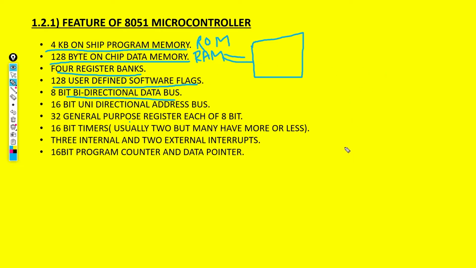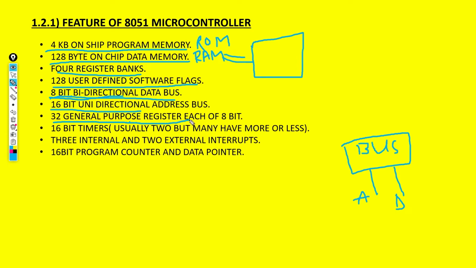As I have told you, the 8051 microcontroller has a bus controller, and the buses are the address bus and the data bus. The data bus is 8-bit and the address bus is 16-bit, which is unidirectional, which means only in one direction, and bidirectional means it can operate as input and output in both directions.